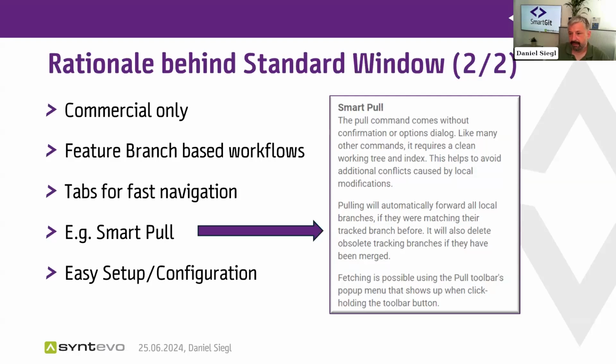A good example of how we developed the standard window is the smart pull. We tried to build a hassle-free pull. We call it smart pull. It doesn't have a lot of options like others do to do the pull. It's all focused on getting the job done of pulling the latest from your remote.